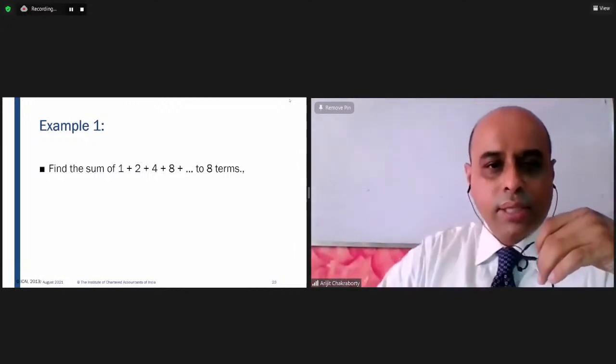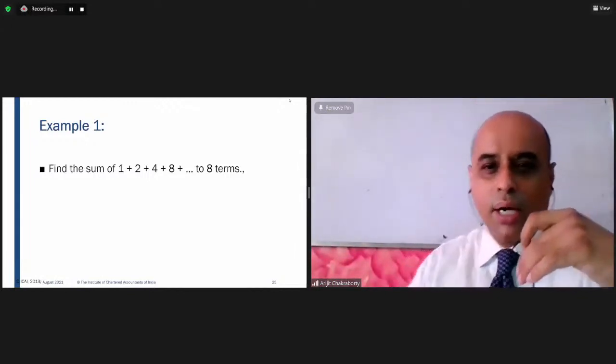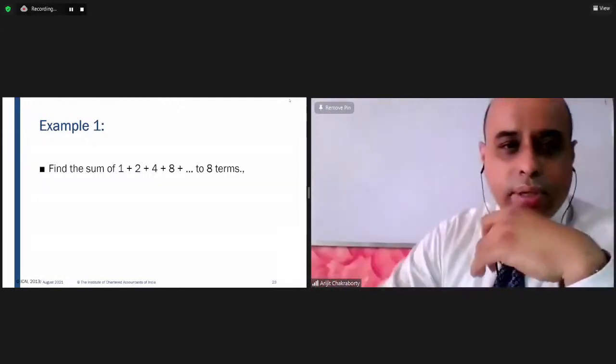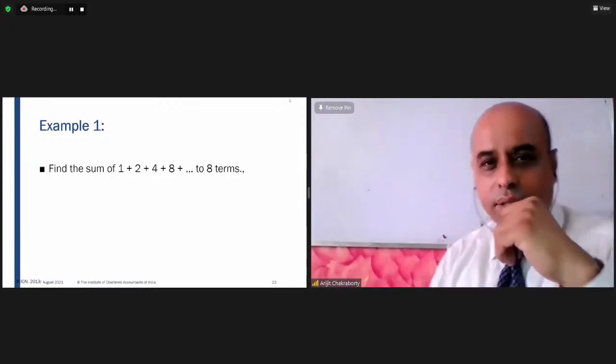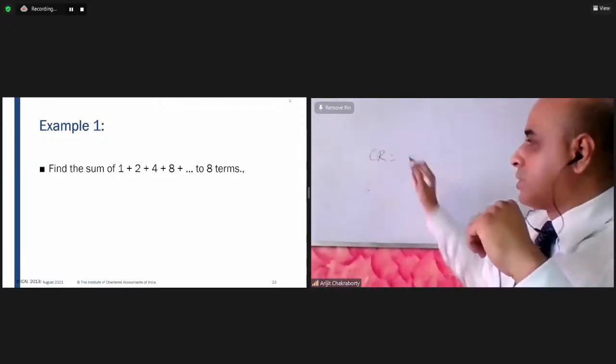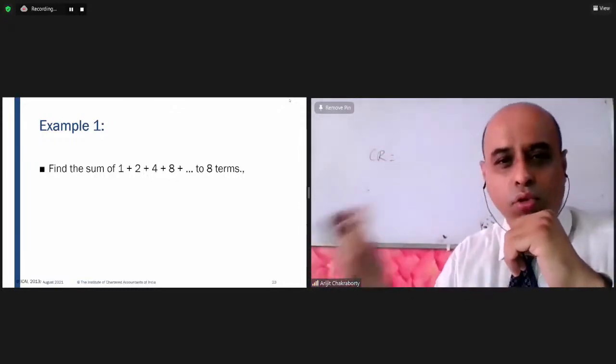Okay. Find the sum of 1 plus 2 plus 4 plus 8 up to 8 terms. Here it's mentioned it's still 8 terms. Now, what is the common ratio? The common ratio here is 2 by 1, which is 2, 4 by 2, which is 2.